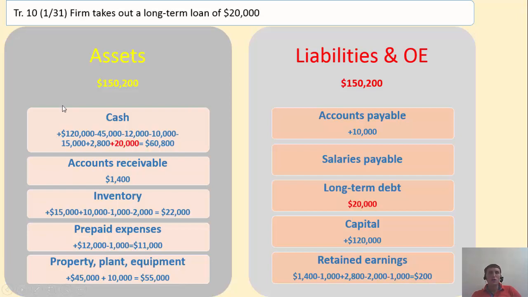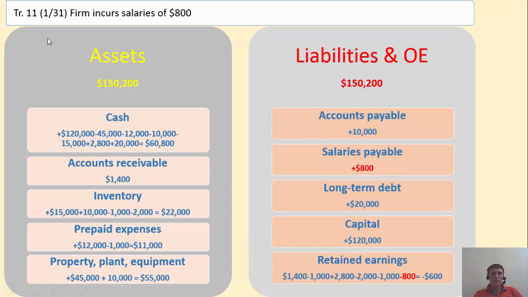Transaction number 10. Firm takes out a long-term loan of $20,000. The company actually receives cash from the bank, right? And that increases its cash balance by $20,000. And this is a liability that it owes. And here we're assuming that it's a long-term loan, and therefore it's categorized as a long-term debt, which means that it will be paid in more than 1 year. That's the usual criterion we use. Okay, so assets increase by $20,000 and liabilities increase by $20,000.